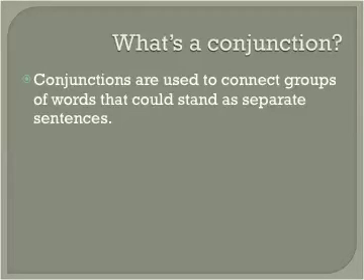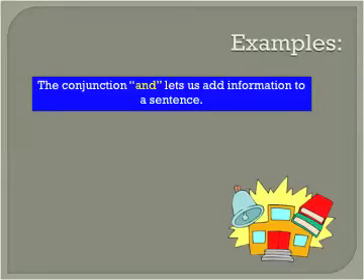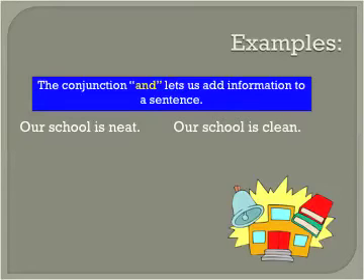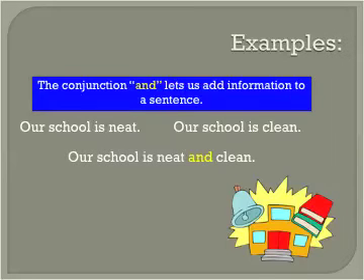A conjunction is a part of speech, and conjunctions are used to connect groups of words that could stand as separate sentences. So, for example, let's take the word and. The conjunction and lets us add information to a sentence. So, if I have a sentence that says, our school is neat, and I have another sentence that says, our school is clean, I'm able to compress those into one much more compact sentence by saying, our school is neat and clean. Using the conjunction and lets me just put the adjective clean right on the end of the sentence.